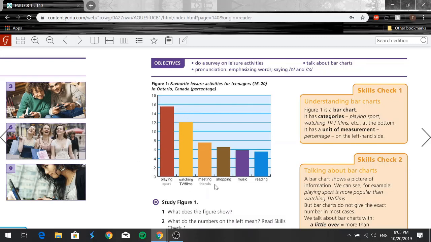Then you have the different genres or categories. It really depends on the information displayed, right? So it has categories, which could be, in this case, playing sport, watching TV, films, etc. at the bottom, and it has a unit of measurement. So these numbers could be either, I don't know, a percentage, a specific number, probably temperature, so Celsius. It really depends on what you use the bar chart for. Okay, and that is always on the left hand side.